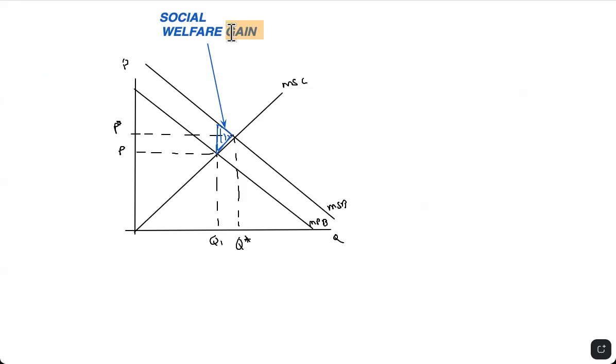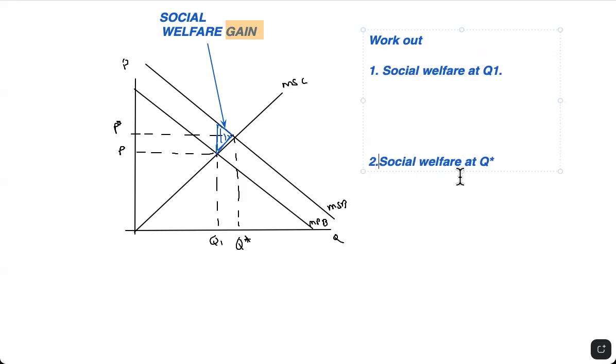Okay, so if I want to understand what the possible welfare gain is from moving from Q1 to Q star, I will first of all have to calculate or work out the social welfare at Q1. Sorry for my audio, it's not as good as typically, but I will improve it. And I'll have to work out the social welfare at Q star. When I have that, then I can compare them. And when I compare them, I am working out these triangle things.